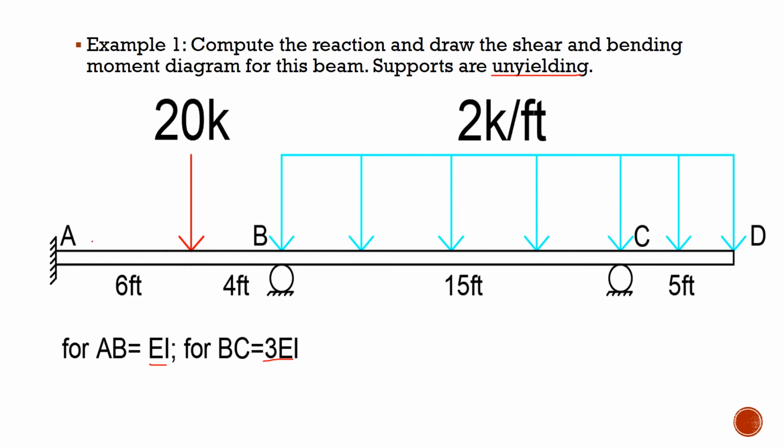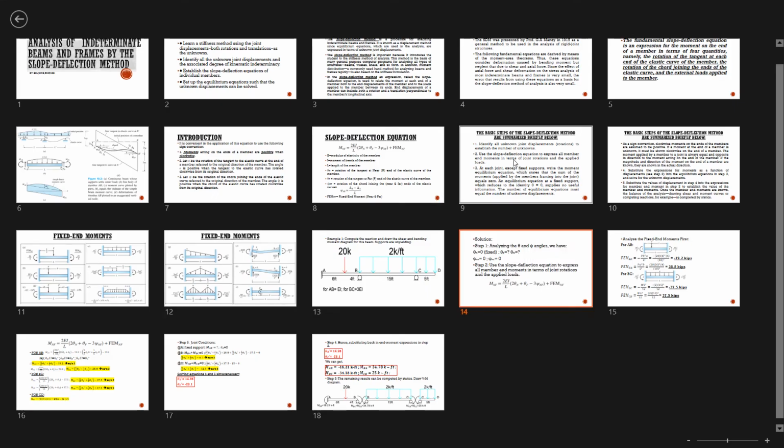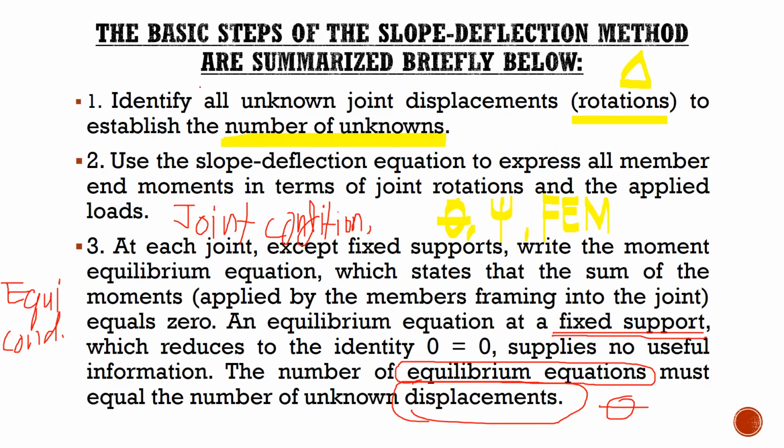So let's proceed. Okay, so solution. So step 1. So based on step 1 na siya guys ha. Identify nimo mga displacements. So pwede na to i-recall kami guys. So you will be identifying the unknown joint displacements, the rotations, to establish the number of unknowns. So makita na to guys kung pila ka buok unknown pa lang.